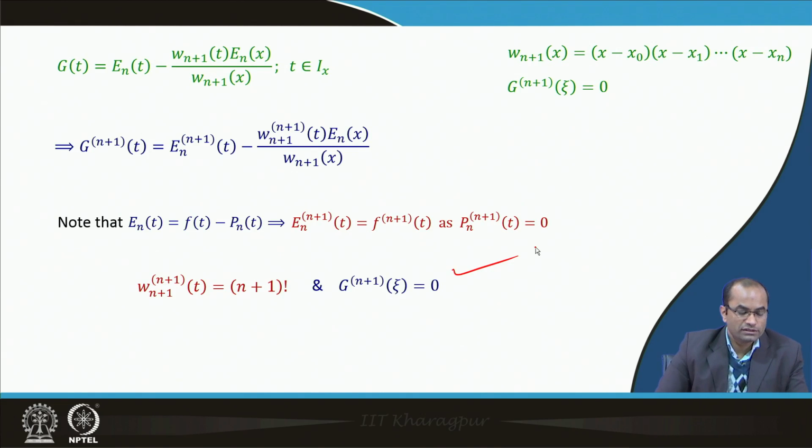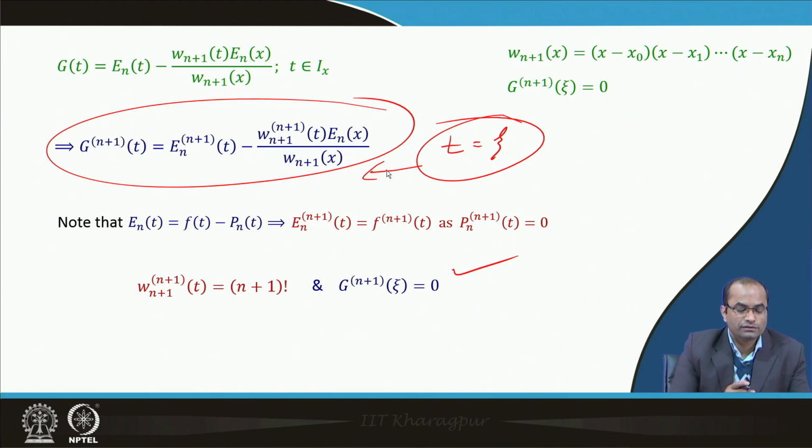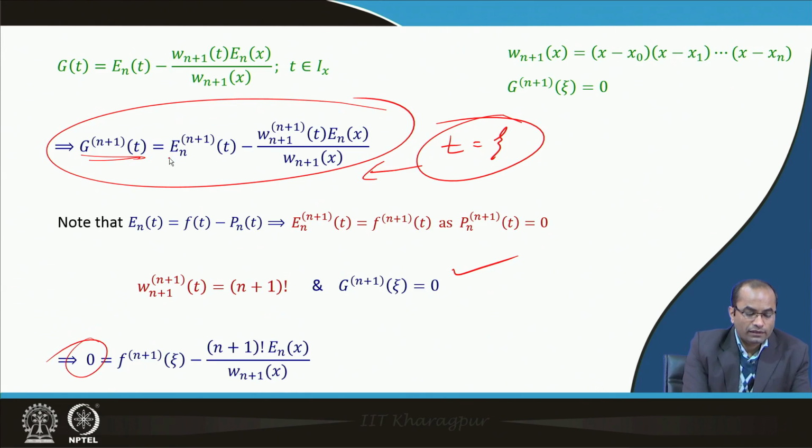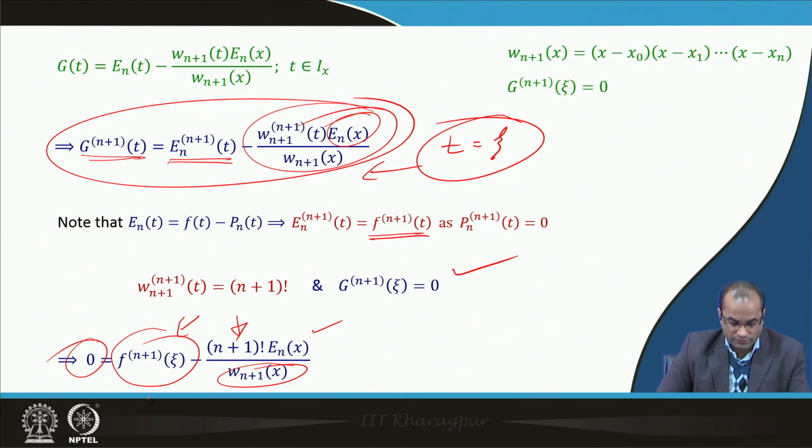So, having all these results, now we will substitute here t equal to xi. If we put t equal to xi, what will happen? G n plus 1 at xi will become 0. Then here we have this n plus 1th derivative of E, that is nothing but the n plus 1th derivative of f. So, we have here f n plus 1 xi, and then here also this n plus 1 factorial, then we have here E n at x over w n plus 1 at x.